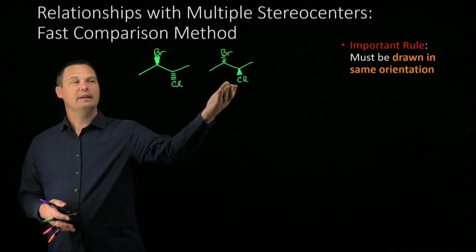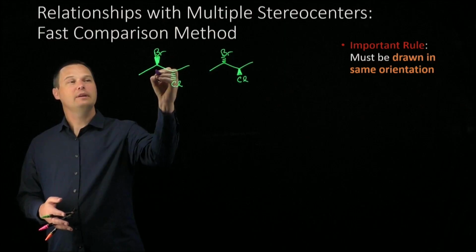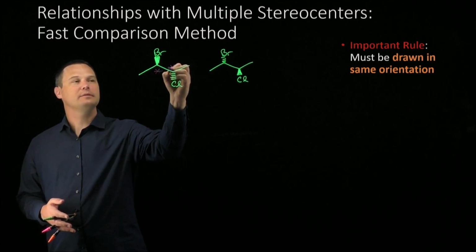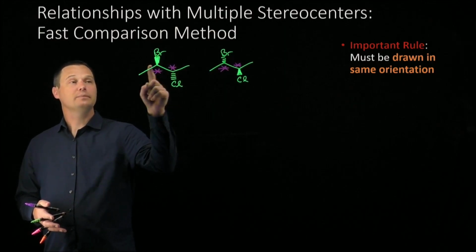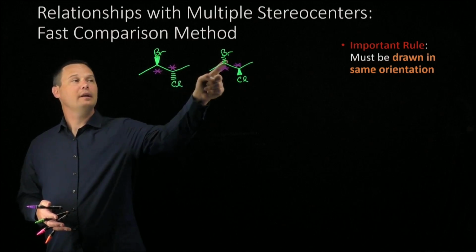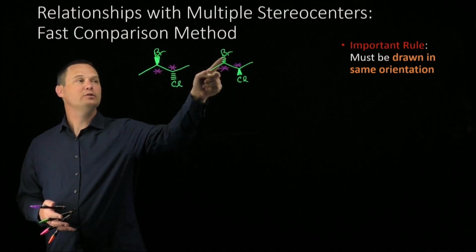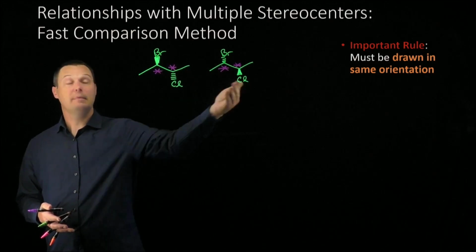Once the molecules are aligned correctly, watch what happens. We only need to look at the stereocenter carbons. As long as they're drawn in the same orientation, if we go carbon by carbon, and every stereocenter carbon changes its wedge-and-dash orientation, the molecules are enantiomers.